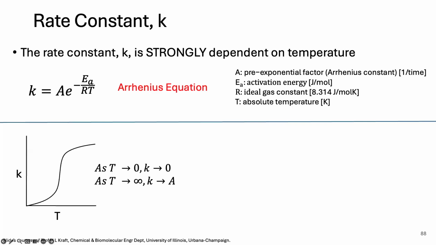So typically what we see, if we go to a temperature of absolute 0 Kelvin, there'll be no kinetic energy for our molecules. There'll be no collisions. We'll have no reaction, rate constant, no reaction taking place. But as temperature approaches infinity, then our value of k would approach the value of A, the pre-exponential factor. So you can see a cartoon depiction of how our rate constant might vary as a function of temperature, and it's a strongly nonlinear function.